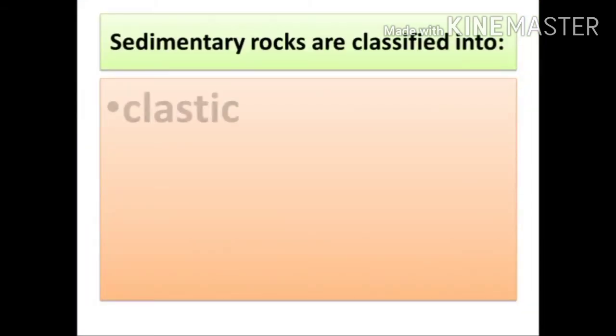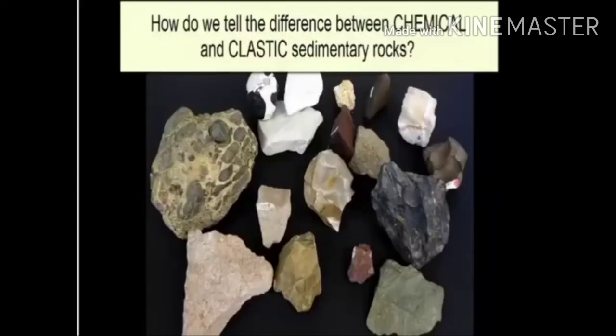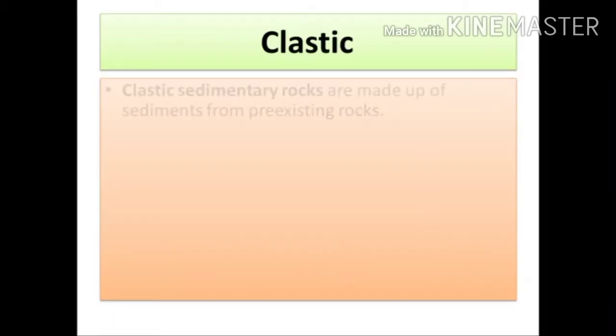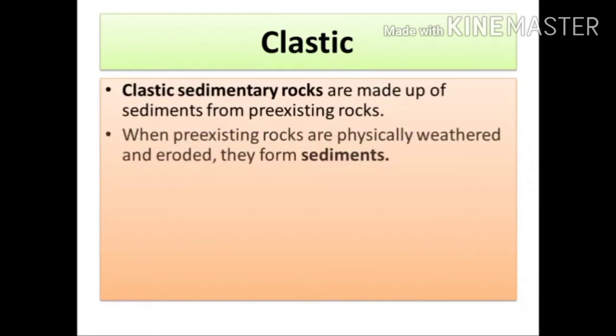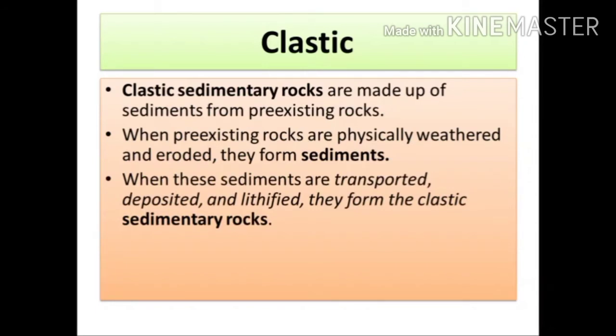Sedimentary rocks are classified into clastic and non-clastic. How do we tell the difference between chemical and clastic sedimentary rocks? When we say chemical, these rocks are formed by the precipitation of minerals, while clastic rocks are formed through compaction and cementation. Clastic sedimentary rocks are made up of sediments from pre-existing rocks. When pre-existing rocks are physically weathered and eroded, they form sediments. When these sediments are transported, deposited, and lithified, they form the clastic sedimentary rocks.